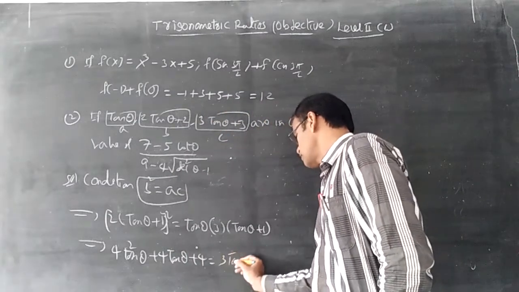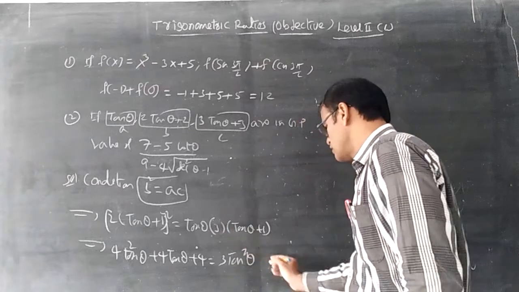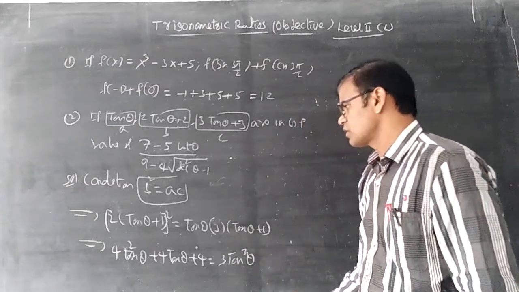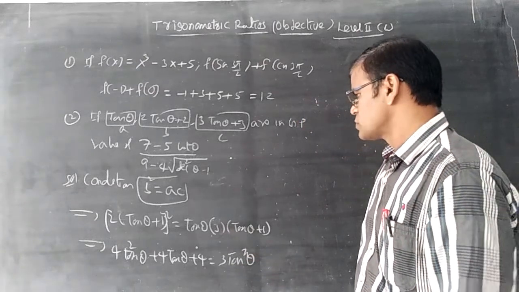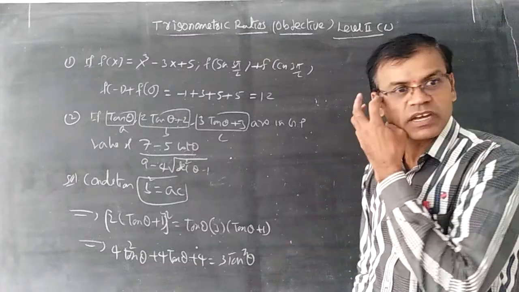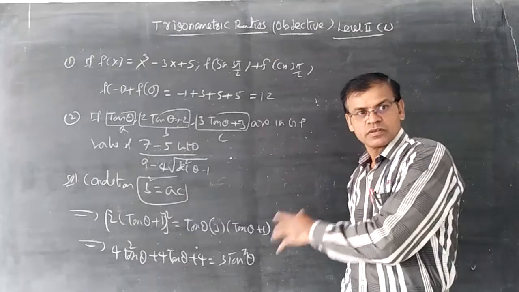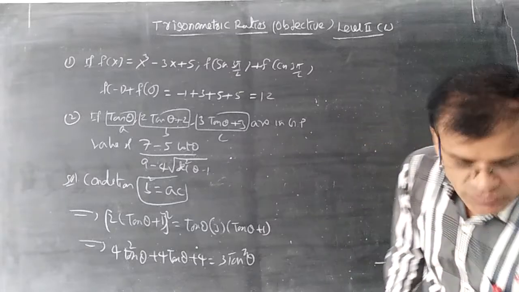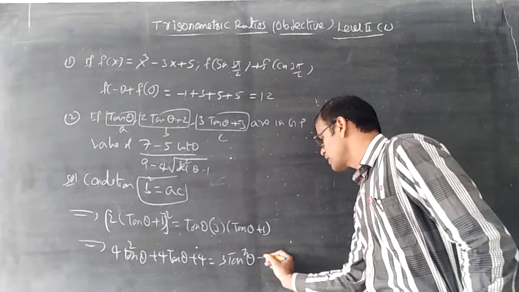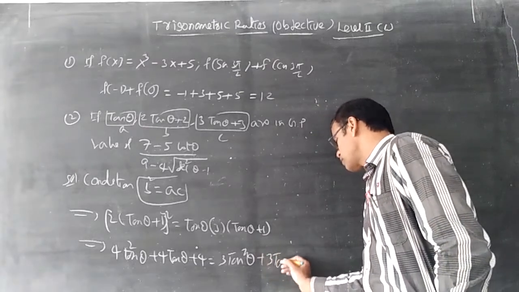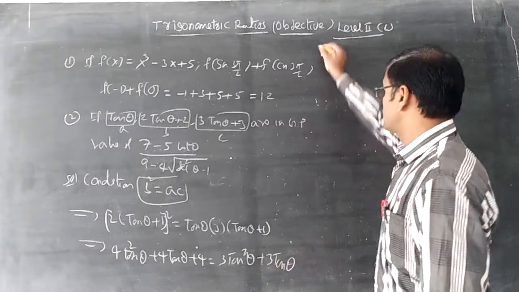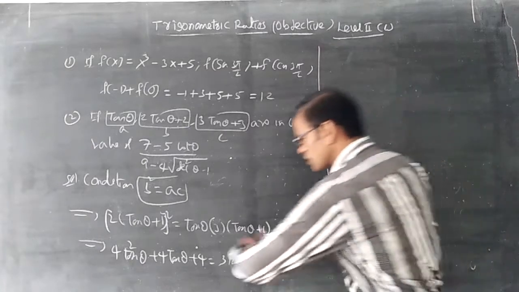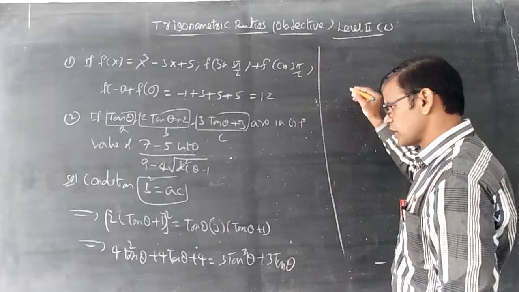Oh, nothing will happen. Right, 3 tan square theta. Otherwise we can do one thing: tan theta plus 1 gets cancelled. Okay, two cases we will write. What is happening? 3 tan square theta plus 3 tan theta. Take this term to that side.